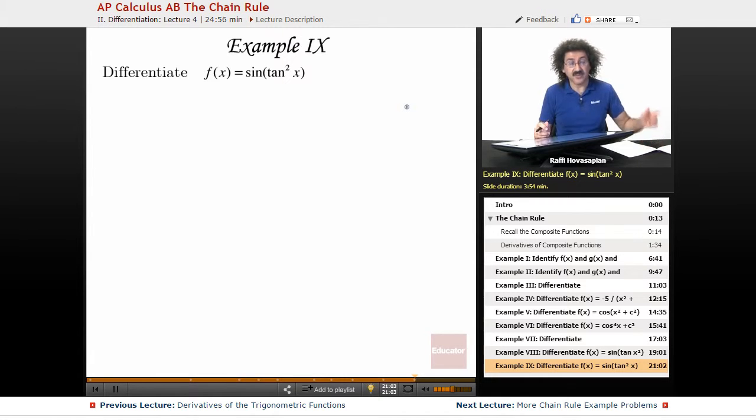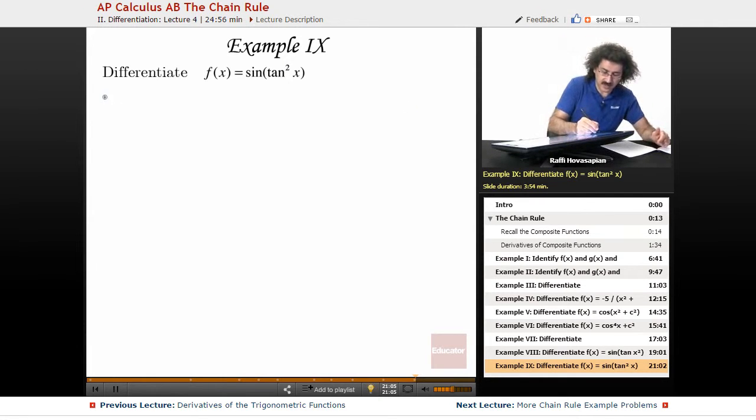Now we have sine of the tan squared of x. Okay, so f prime of x equals the derivative of the sine, which is the cosine, of the tangent squared of x. Actually, you know what? Let me rewrite this again until you guys get comfortable with this idea.